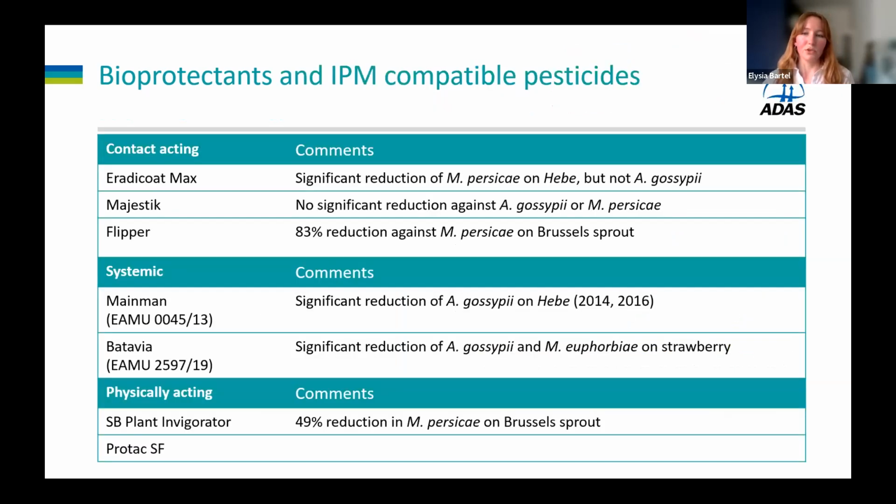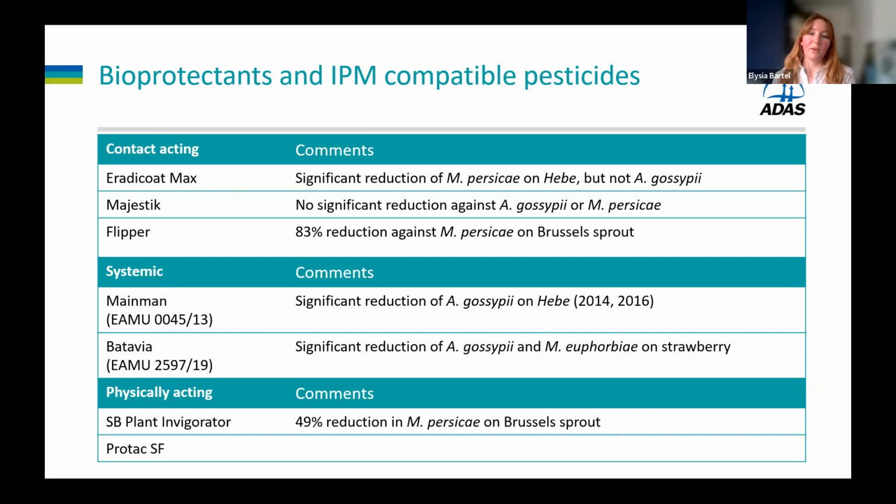And this table shows IPM compatible products for the control of aphids. I've determined IPM compatibility by checking the Biobest and Koppert side effects guides. And these products tend to have less than 50% mortality on aphid beneficials, or they only have a very short-lived effect. I used Eradicoat Max in a Septoplus trial in 2020 and saw a significant reduction of Myzus persicae, but not Aphis gossypii.